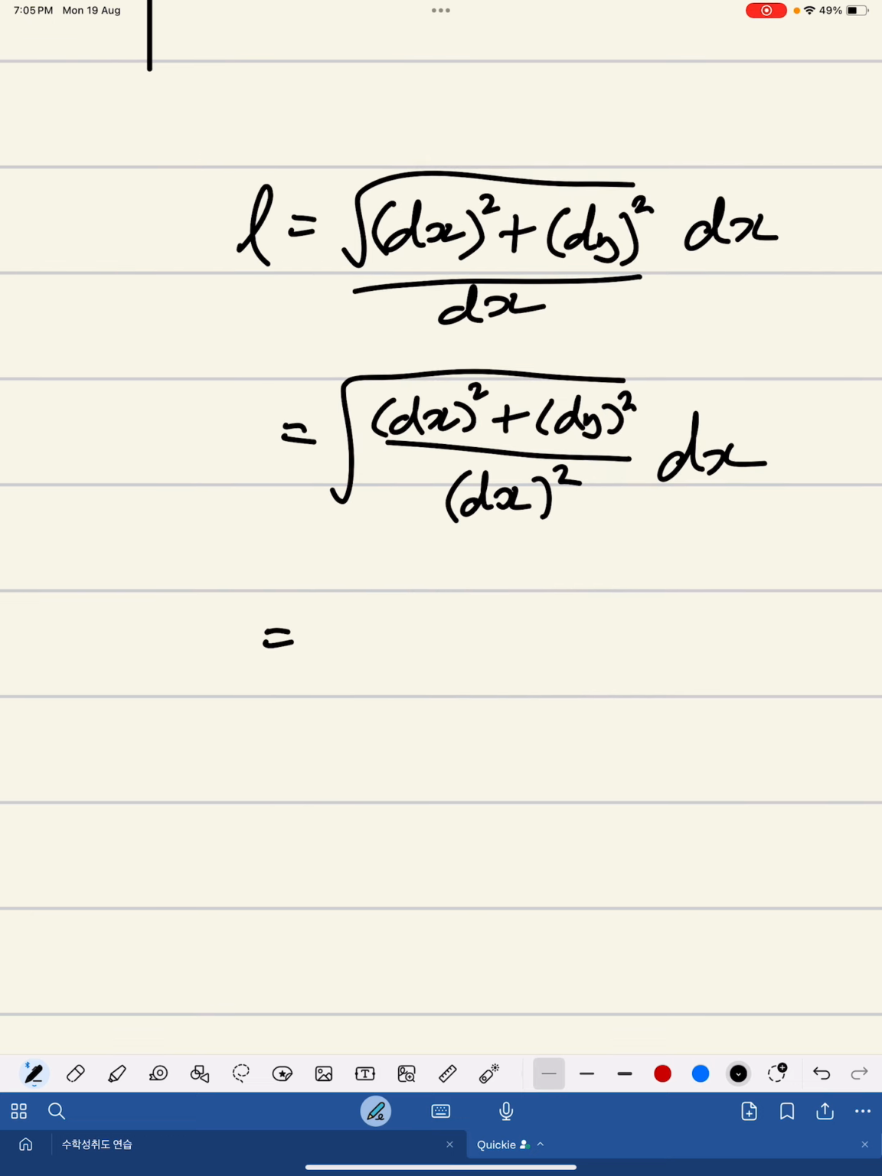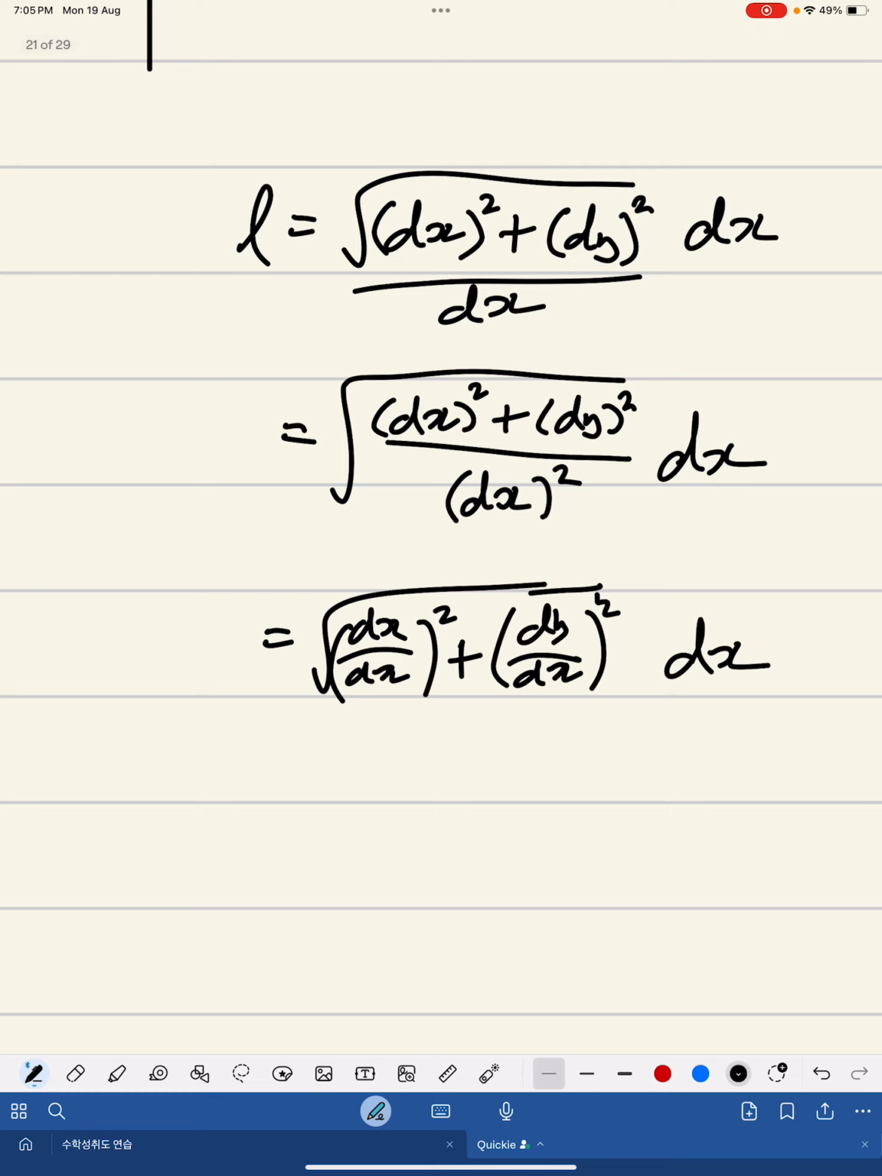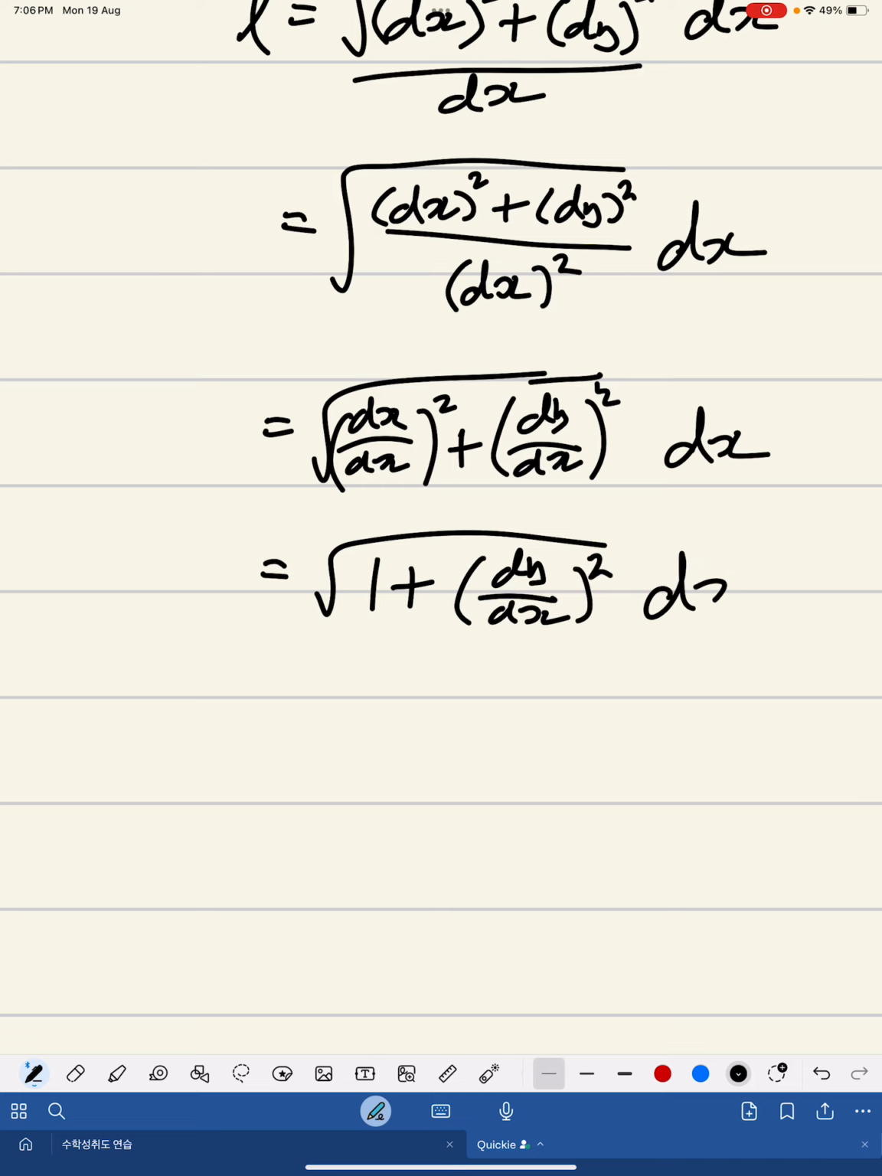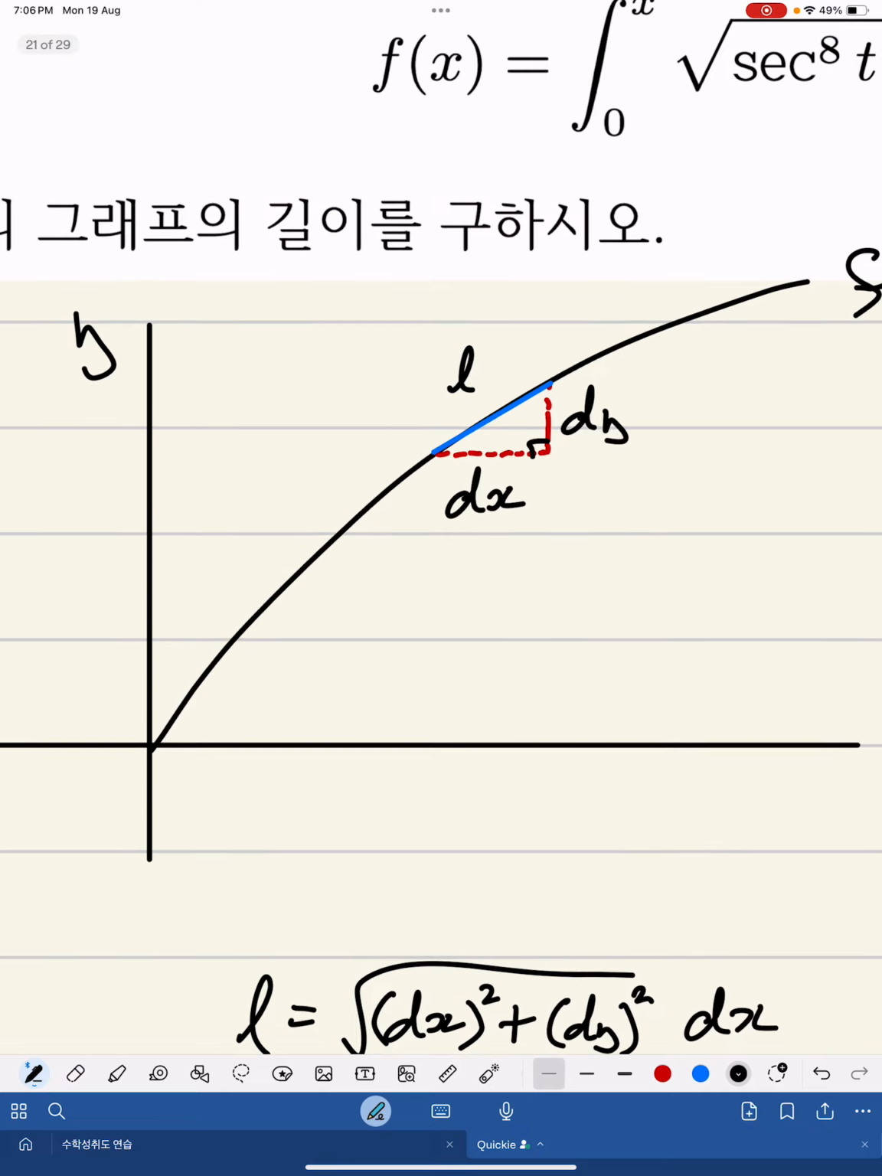So we can simplify this to be the root of dx over dx all squared plus dy over dx all squared, times dx outside the root. And we know that the rate of change of x divided by the rate of change of x, even if the change is really finitely small, will just tend to the limit of 1. So that would be root of 1 plus dy over dx squared, dx, equals some length L.